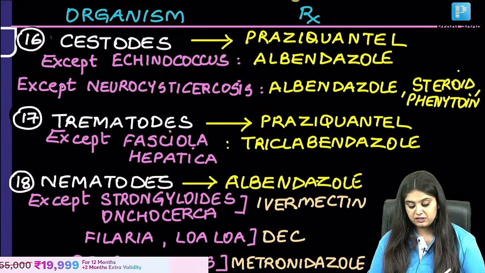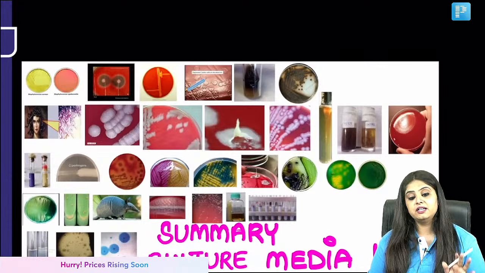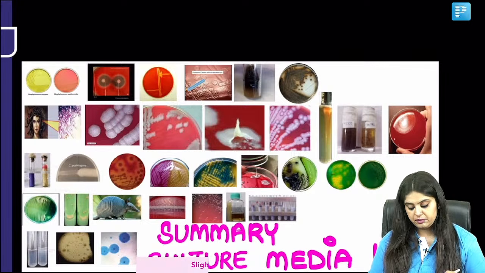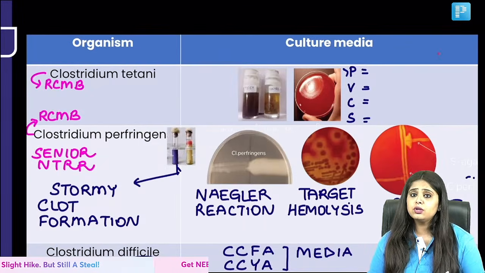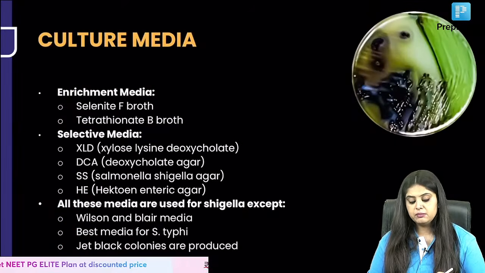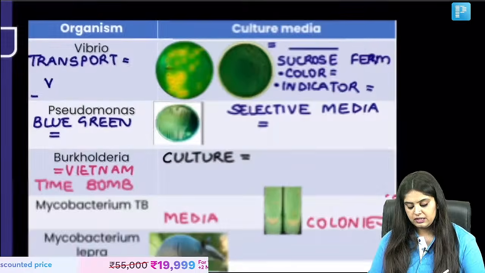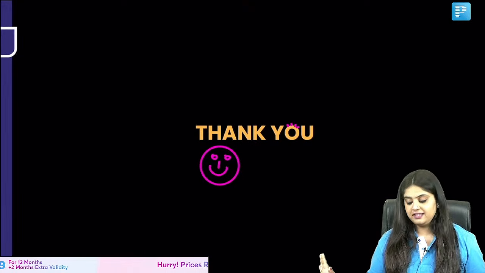All this work I'm done. I'm scanning through so that you can keep seeing it. And lastly, what I've done, I have done an entire culture media summary. Means whatever culture media I have taught you, not taught you in LRR, but you have it in RR. All those culture media, the Wilson Blair story, TCBS media, all of that, Campy BAP is there. And that's the thank you from my side.